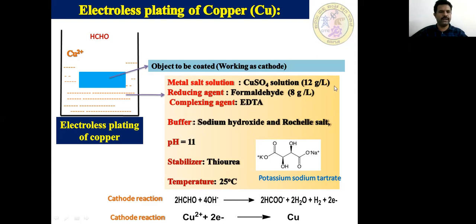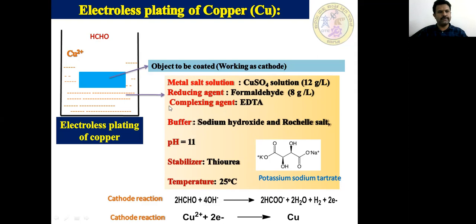It may vary. And another very important component is the reducing agent. It is the source of electrons because we are not using a DC source here. The electrons are provided by the reducing agent. The suitable reducing agent for this electroless plating of copper is formaldehyde. The approximate concentration is about 8 grams per liter.